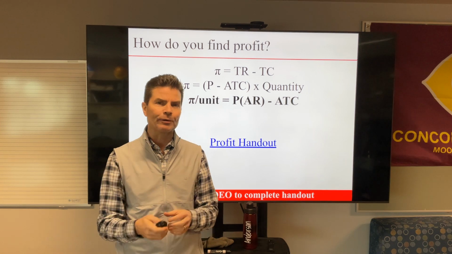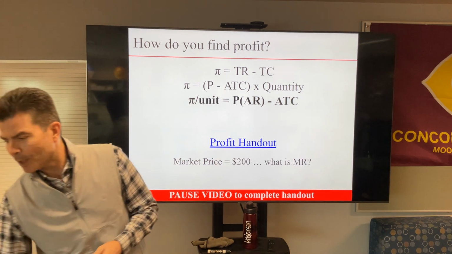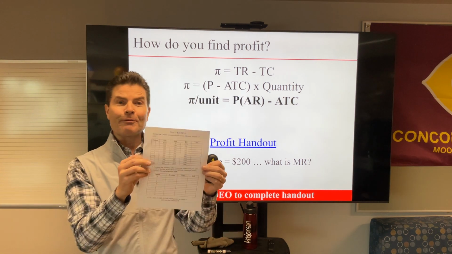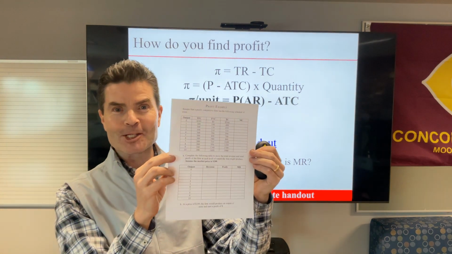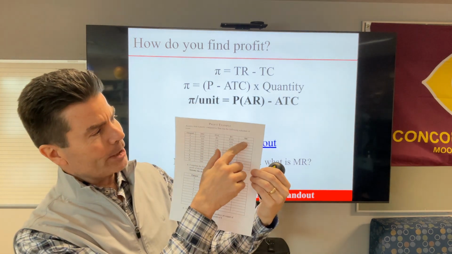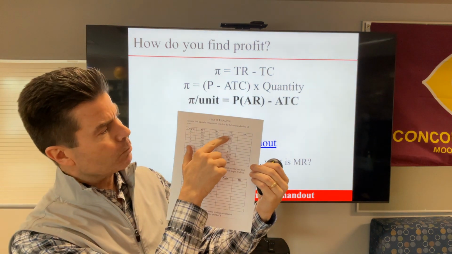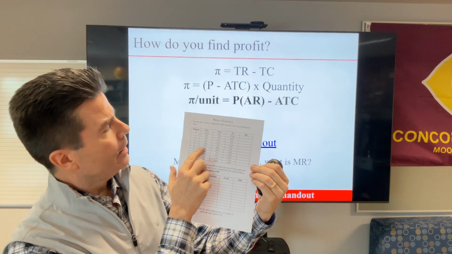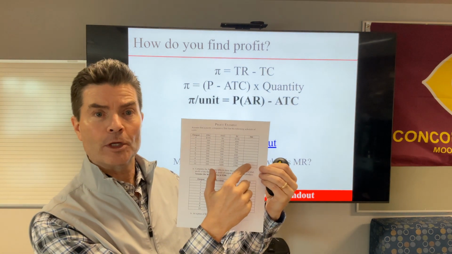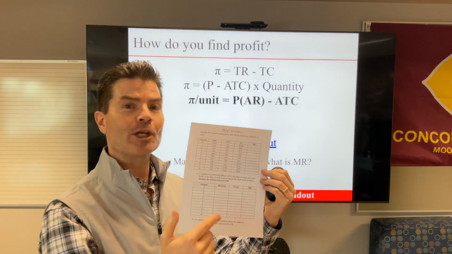I'm going to give you one different tip as you do this profit handout. As you get the profit handout, this is what it looks like. I'm not sure how close I am to the screen, how much you can see. You're simply going to find the marginal cost first. You're given the total cost and your change in output, so you should hopefully be able to find the marginal cost. Remember, marginal cost is change in total cost divided by change in output.